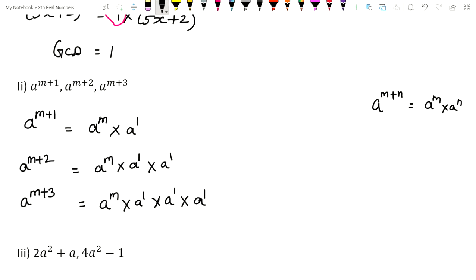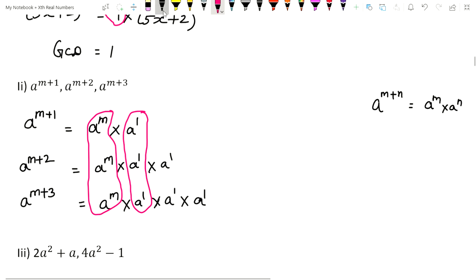Now look here, which is the common factor? a power m is present in all the terms, so you take that. Next, a power 1. After that, there is no further a power 1 common. So GCD equals a power m into a power 1. How can you write this? a power m plus 1. Is it clear, children?